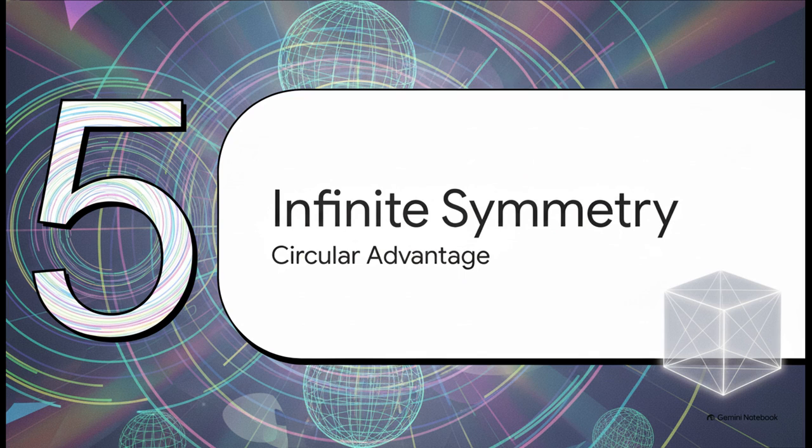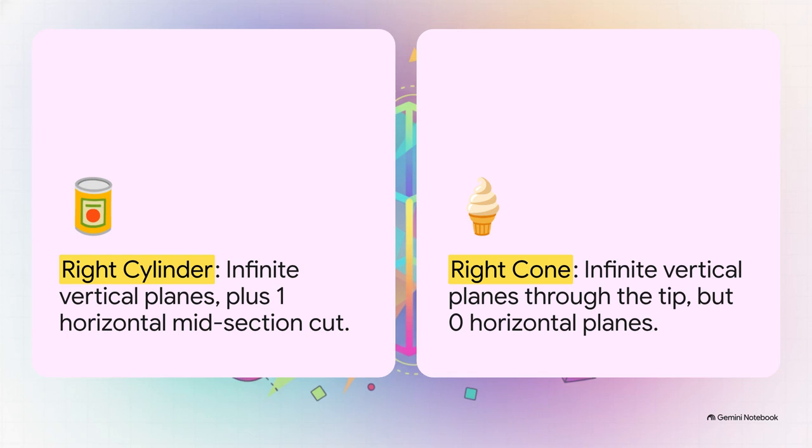Section 5. Curves and Infinite Symmetry. The Circular Advantage. What happens when we leave straight edges in the dust and look at continuous curves? Well, a circular base gives a shape a massive advantage: infinite rotational symmetry. Let's compare a right circular cylinder, like a tin can, to a right circular cone. Because the base is a perfect circle, you can cut vertically down the center from any angle you want. Both the cylinder and the cone have infinite vertical planes of symmetry.